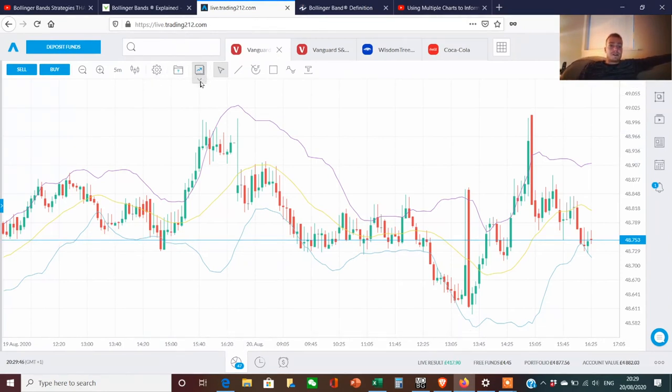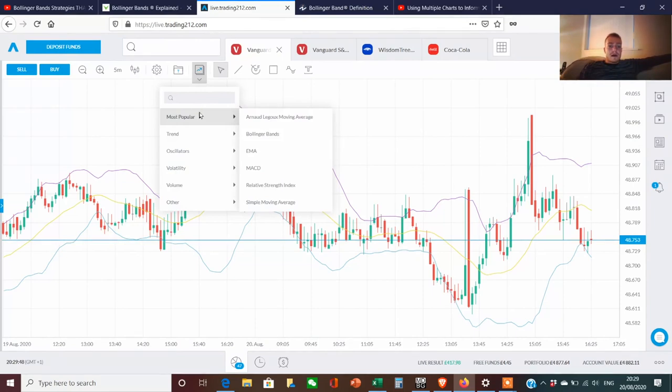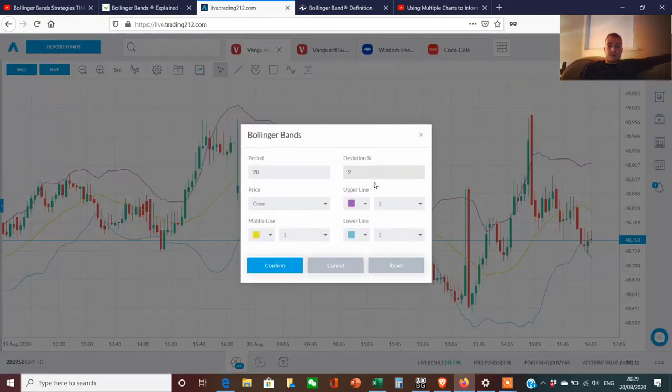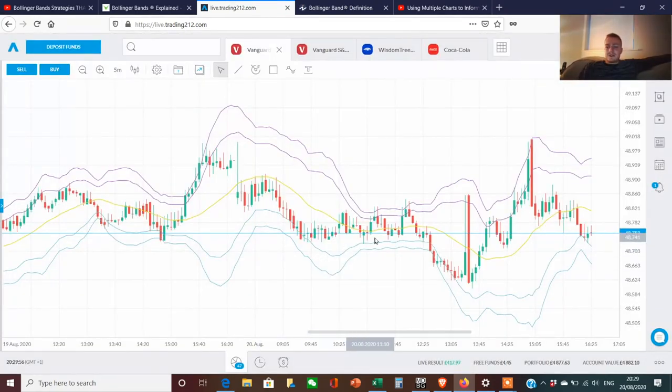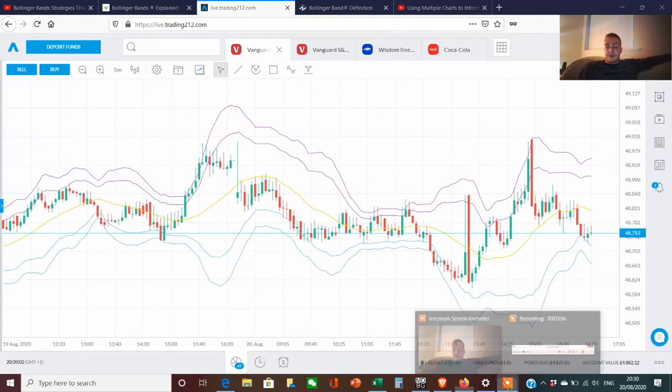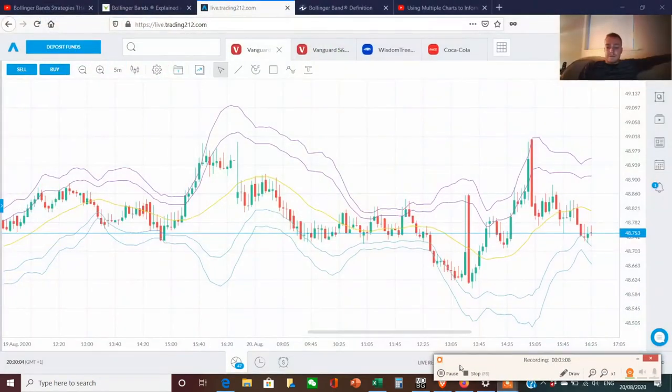change it, so I'll change it now, and Bollinger Bands, and I decided to make it three standard deviations, confirm. Right, I need to get rid of the previous one here, and I had a feeling this would happen. Right, I'm going to pause it and figure out how to sort that.